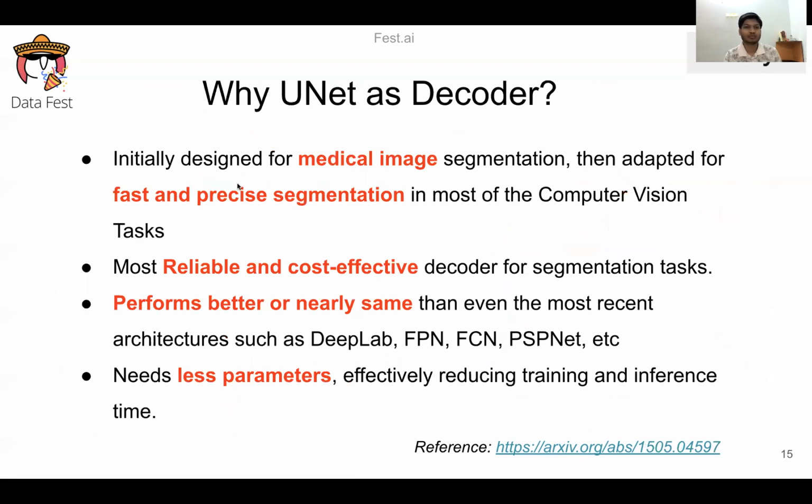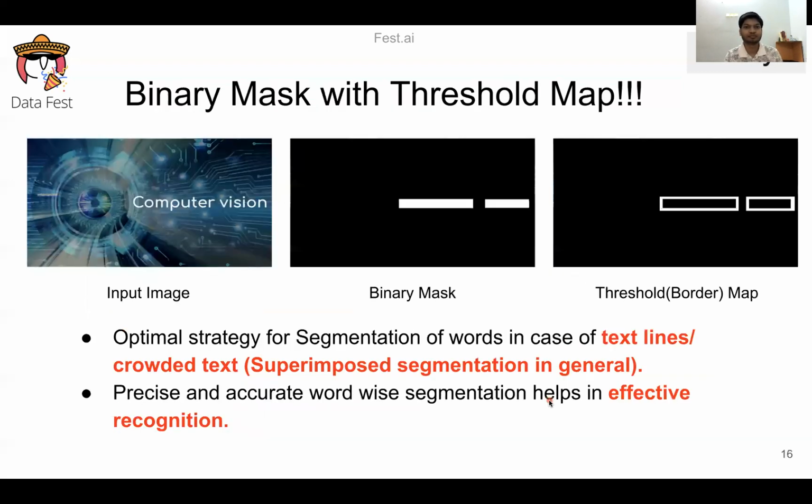Why U-Net as decoder? Initially, it was designed for medical image segmentation, then adapted for fast and precise segmentation in most computer vision tasks. It is the most reliable and cost-effective decoder for segmentation tasks, and it performs better or nearly the same as most of the architectures such as DeepLab, FPN, FCN, PSPNet, etc., which are available recently. It also has fewer parameters, which effectively reduces training and inference time.